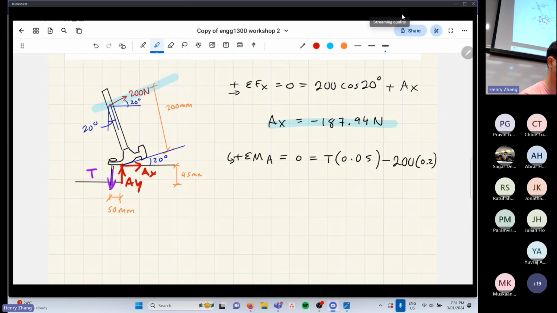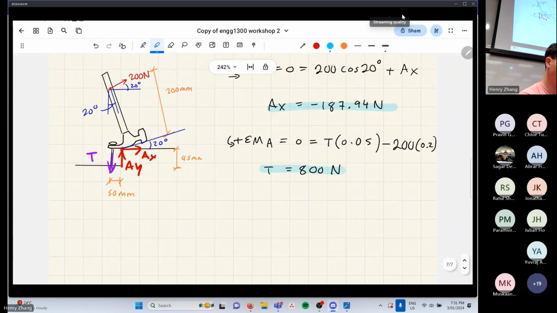Sorry. So basically, we have this diagonal force, right? But they straight up tell us the lever arm, so we don't need to split it up into our horizontal and vertical components. Now we can solve for T. It's 800 newtons.